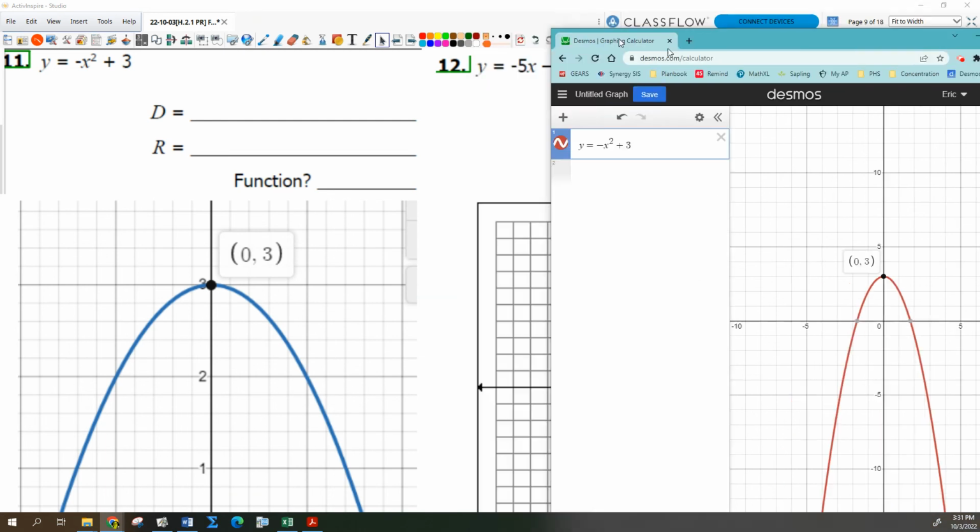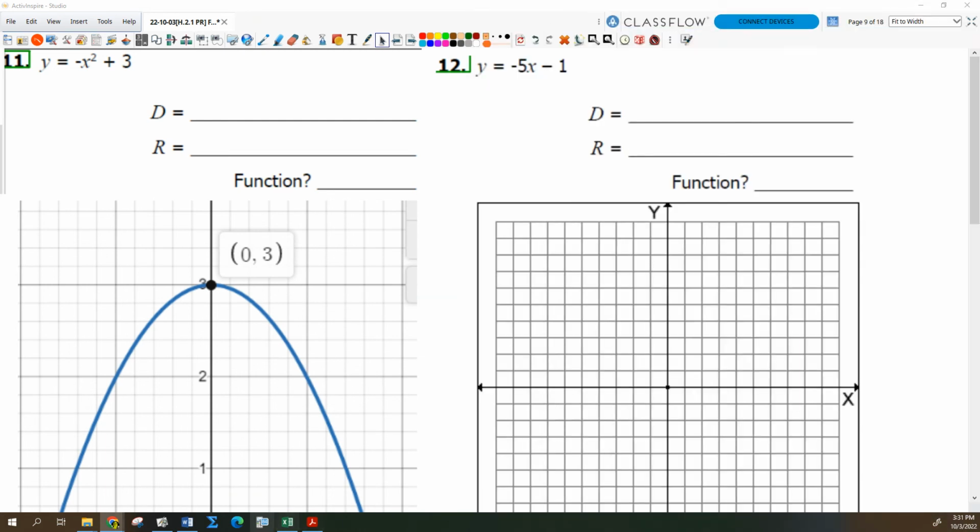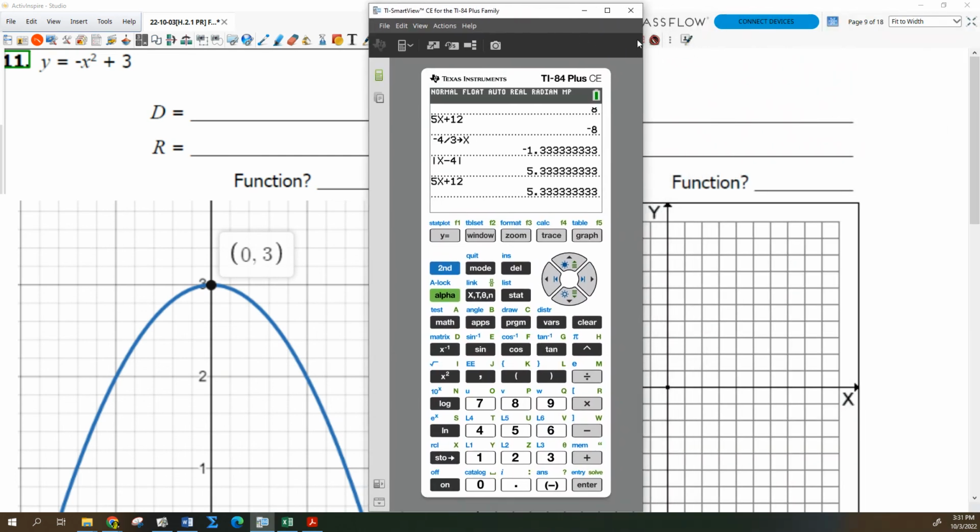How do you do this on your fancy graphing calculator? It's a very good question. I'm going to give you an even better answer. On your fancy graphing calculator, as soon as it pops up here, you do this.